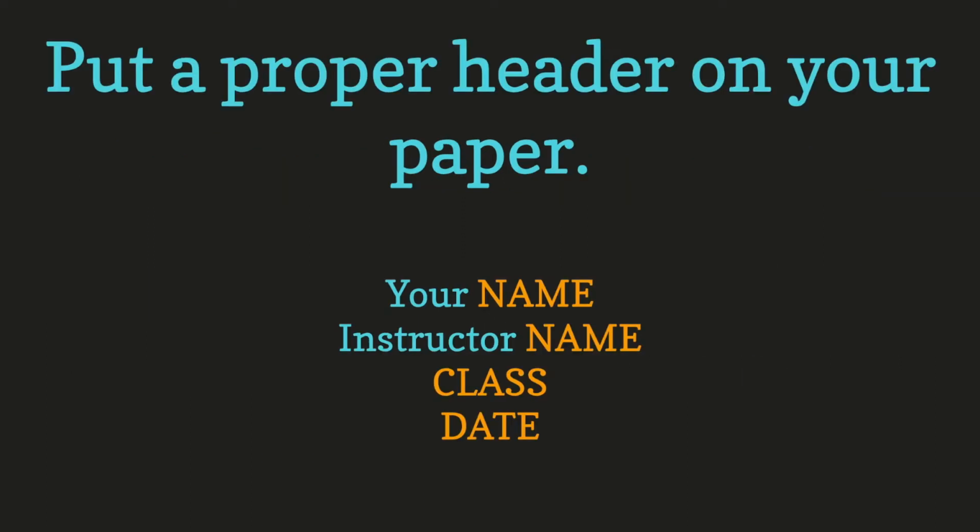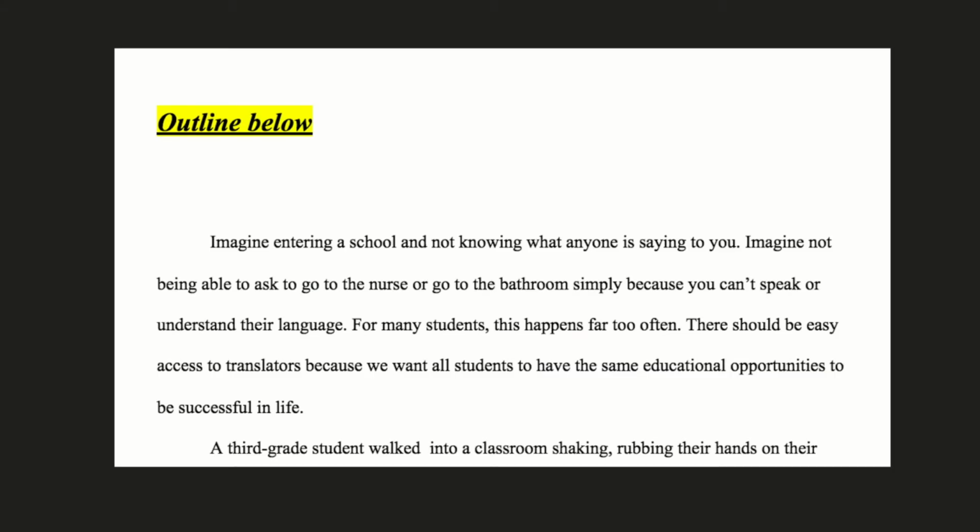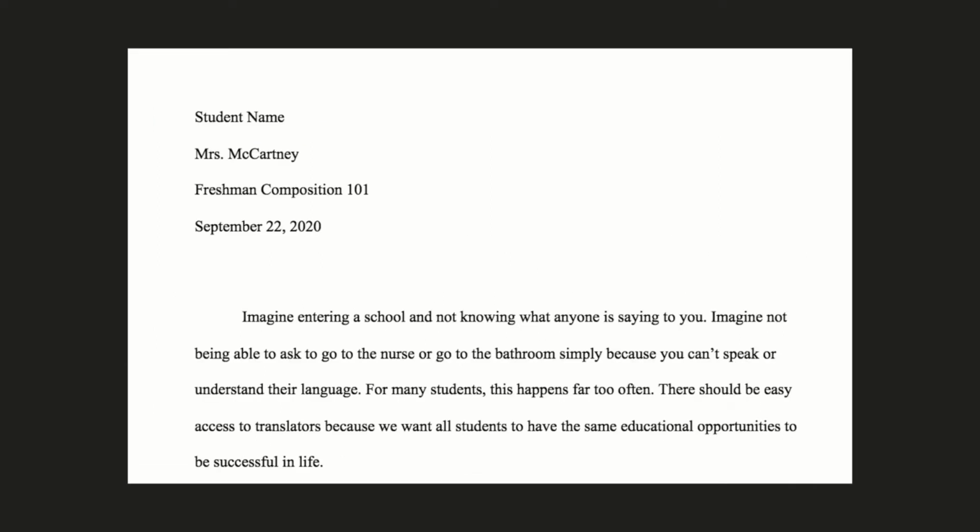So to begin, you need to put a proper header onto your paper. That should look like your name, instructor name, which is my name or Miss Martinez's name, the class, which is either freshman composition or English 11, and then the date. So here's an example from one of your classmates' papers before she put in her header at the top. But this is what the header should look like. Obviously, where it says student name, you would put your own name. And then it should have my name or my name and Miss Martinez's name, the course title, and then the date. And that is MLA format.